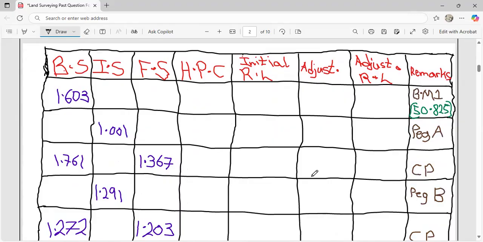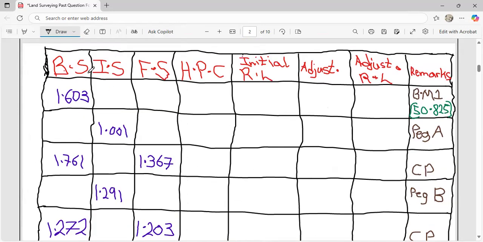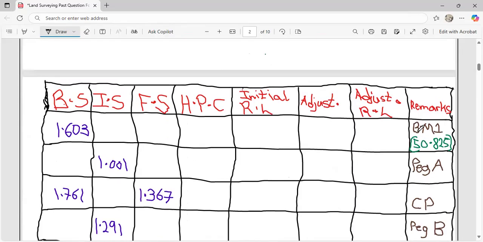Good. Without wasting much time, I've decided to construct the columns so that we can conserve time and use it to learn something further ahead. As you can see, I have my backsight, my intermediate sight, my foresight, the HPC, initial reduced level, adjusted reduced level, and also the remark.